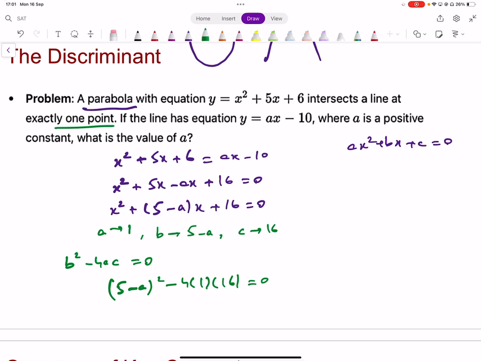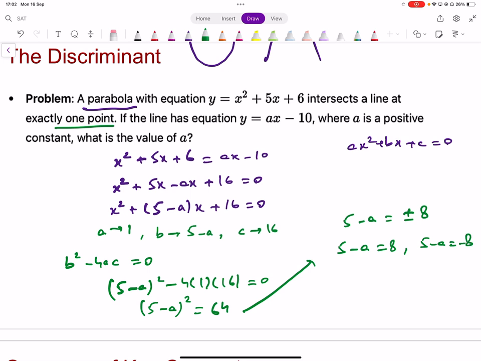Now you solve this equation. One way to solve this is you take this to the other side, and that gives you 64. Take square root on both sides. That gives you 5 minus a equals plus or minus 8. So that means either 5 minus a equals 8 or 5 minus a equals minus 8, a equals minus 3, or a equals 13. Now the question says a is a positive constant. That means a is equal to 13. That's your answer. Is this all right?